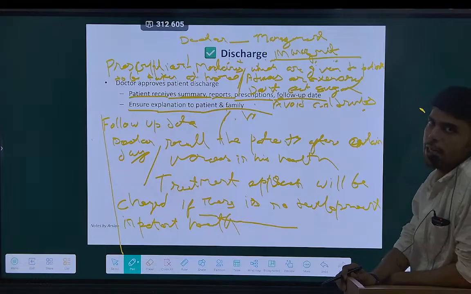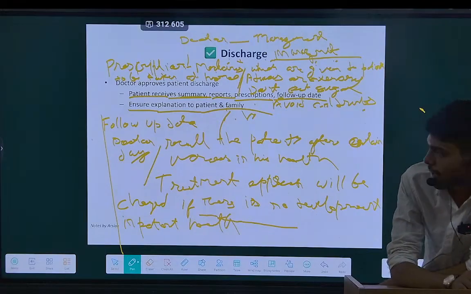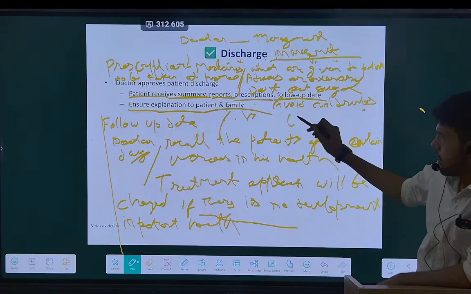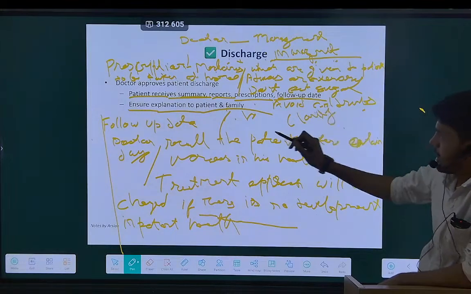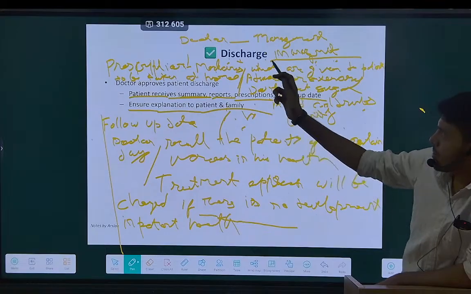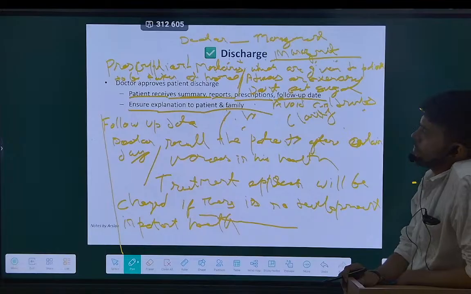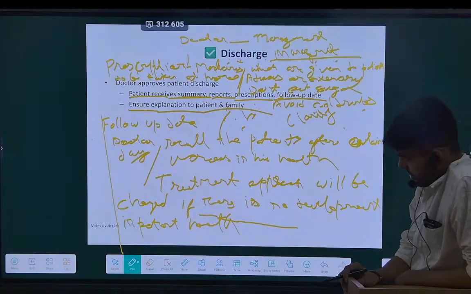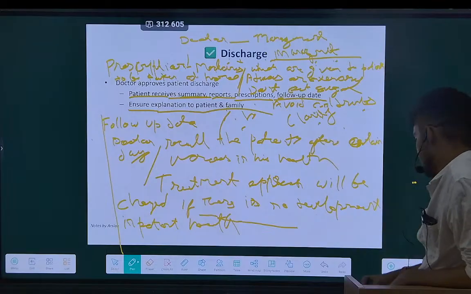Always make sure that the patient lives with clarity. Clarity is the word here. Give clarity to the patients and their family. The patient should live with clarity and not with confusion.